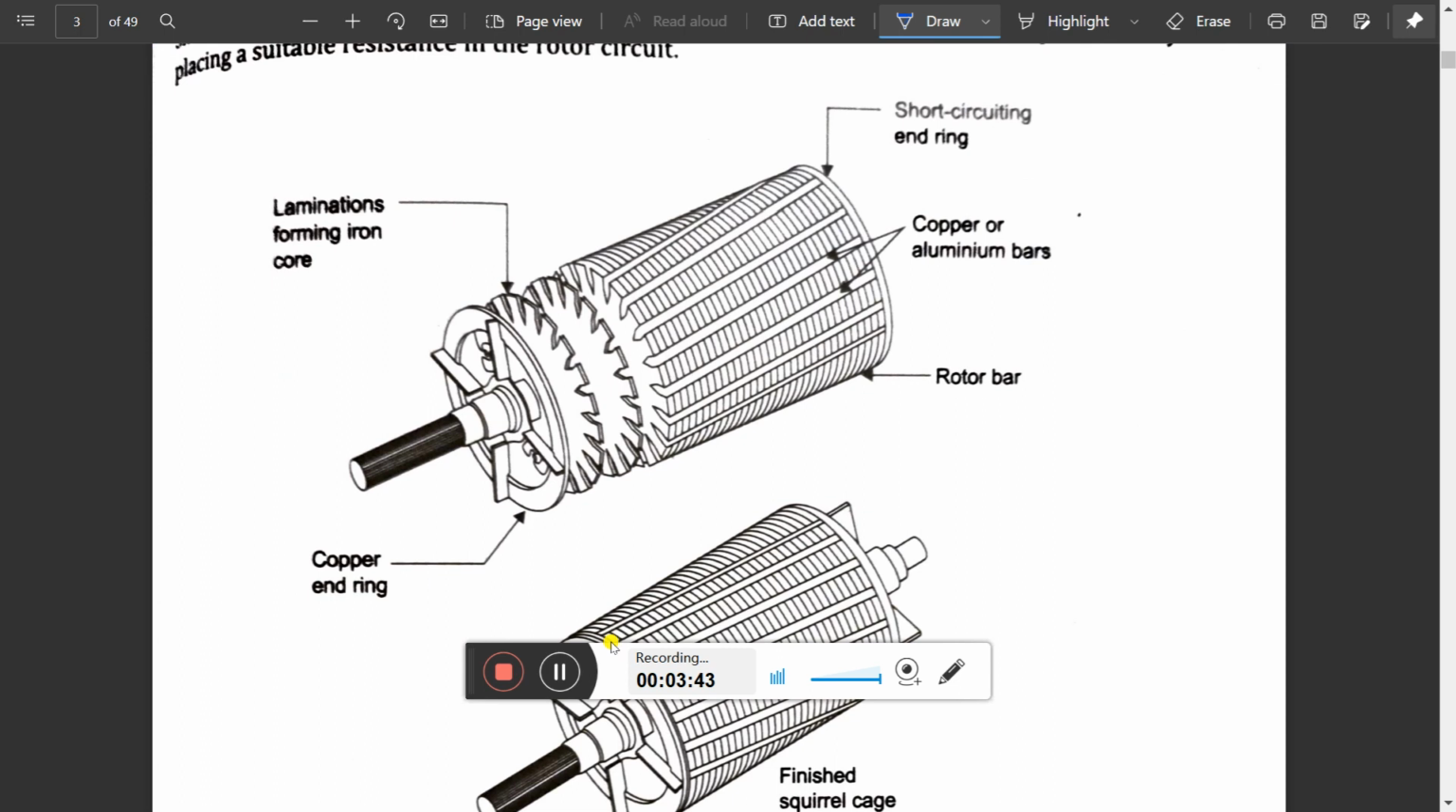Coming to the squirrel cage induction motor, there are no slip rings. In these slots, we use copper or aluminum bars. Those are short circuited at the end by copper end rings.